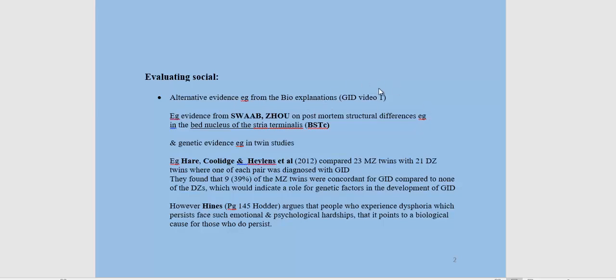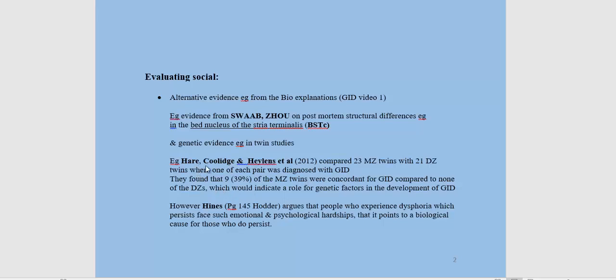So we've put a lot in our GID video 1, but you can refer to SWAB or ZOO, and differences in using postmortems and the structural differences in the brains of individuals, particularly in this area, the bed nucleus of the stria terminalis. Okay, we've also got reference to genetic evidence.